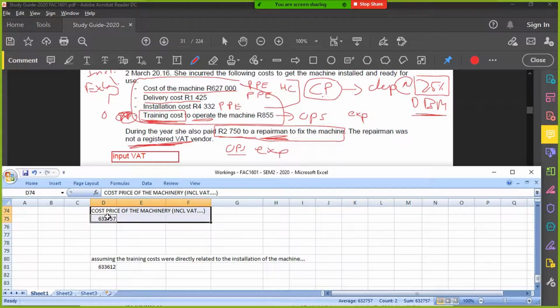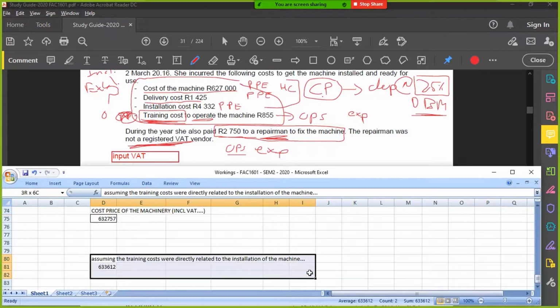There's the first one without those installation costs. As we said earlier, what we said earlier was correct. The cost is included, the delivery is included, the installation is included. This is training costs related to operations that you wouldn't include specifically. You can, but then you'll look at that assumption.